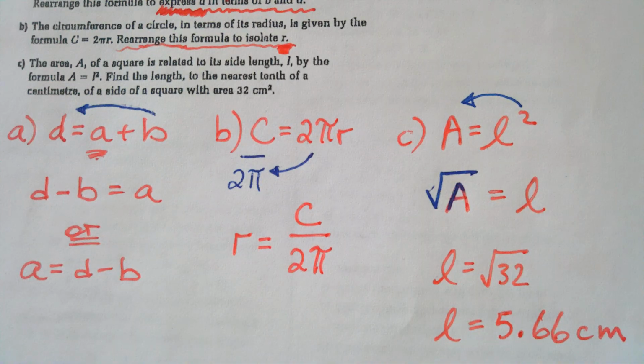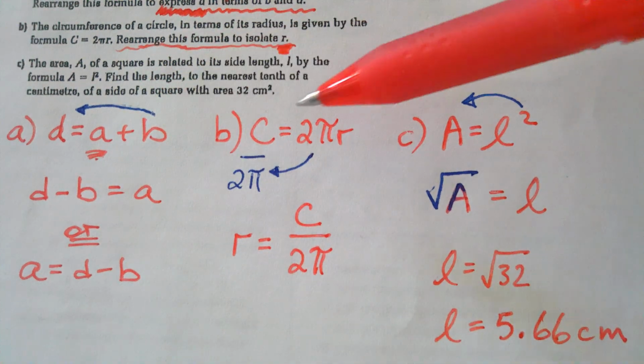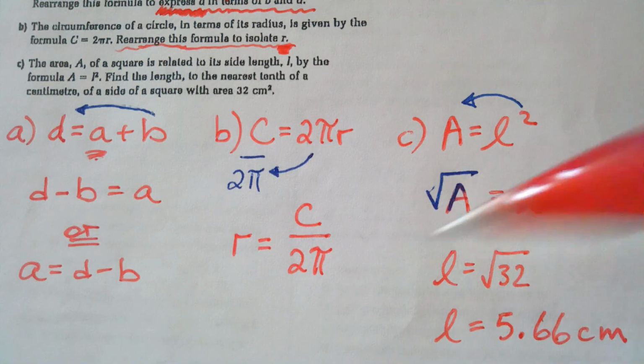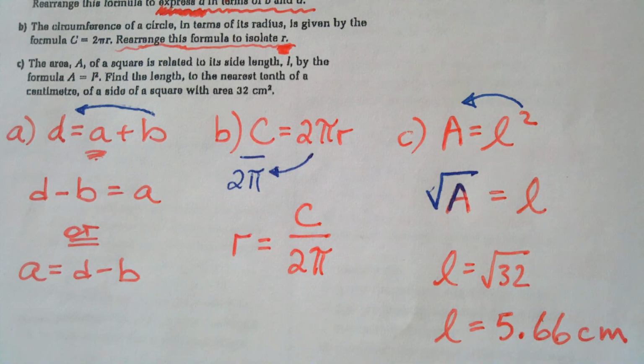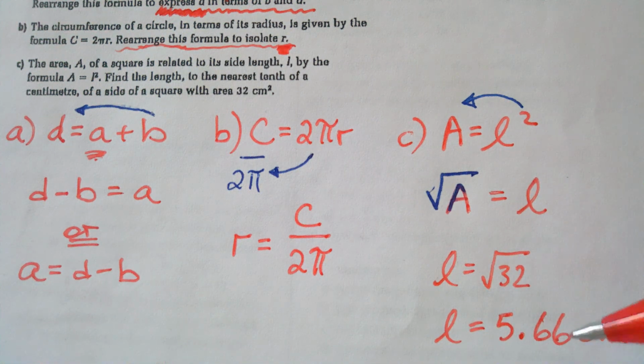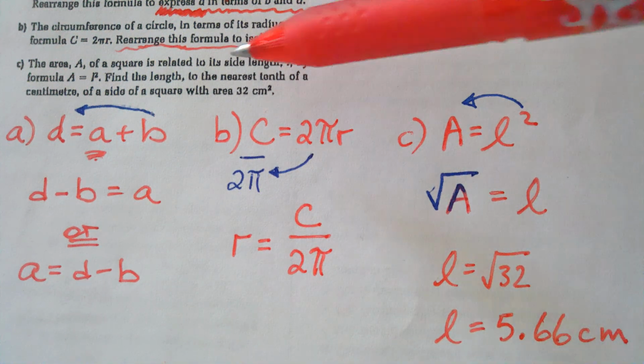Okay, so for A and B, I wasn't able to get a number answer. All I could do was rearrange the equation. Why was I able to get a number answer for C? Because I gave a number.